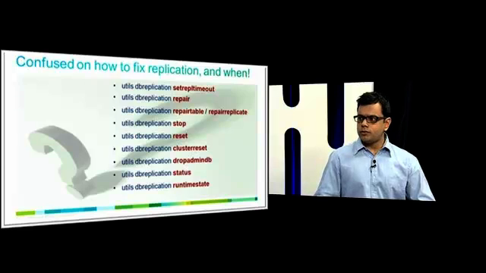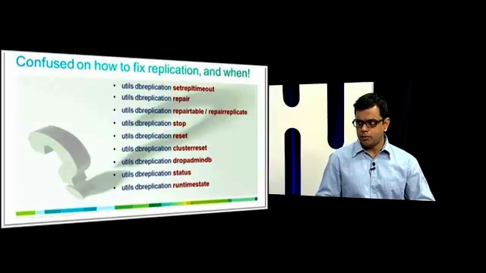A lower level command which is similar to the repair command is the utils dbreplication repair table or the repair replicate. What this is basically, if you see that you've run a utils dbreplication status and you notice there's one specific table that is out of sync. Now, instead of doing a reset or a repair for the entire cluster, it makes more sense to repair just that one table or that one replicate. So this definitely saves a lot of time and a lot of headache for the administrators.